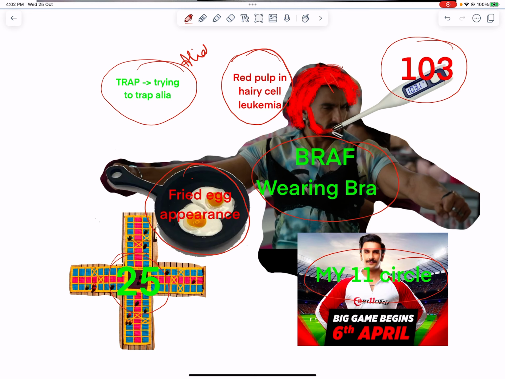And also in this scene, he was steaming with anger, so therefore we can remember that he has been very hot, so we can put the temperature 103. And now here we have my 11 circle, where it is 11C, that is present in hairy cell leukemia, and the 25 antigen that is present. So in this way we can learn about hairy cell leukemia.